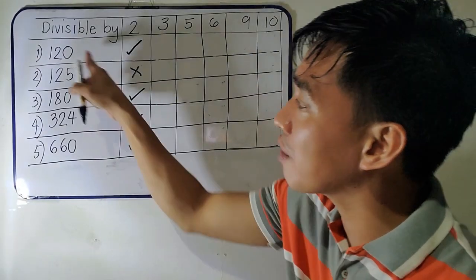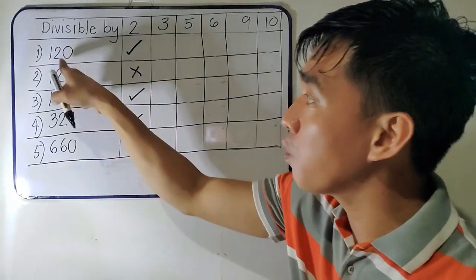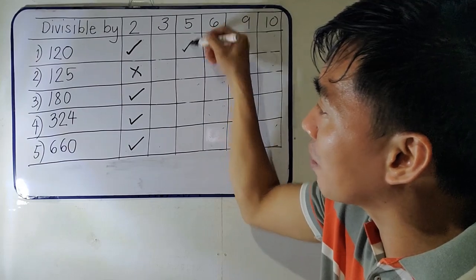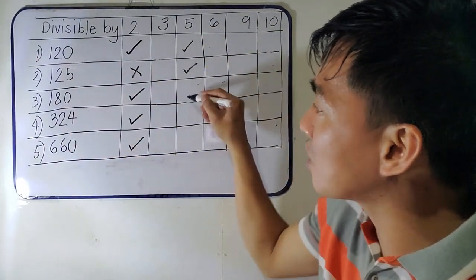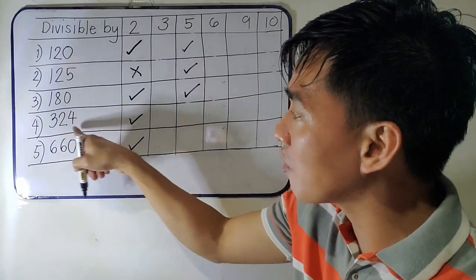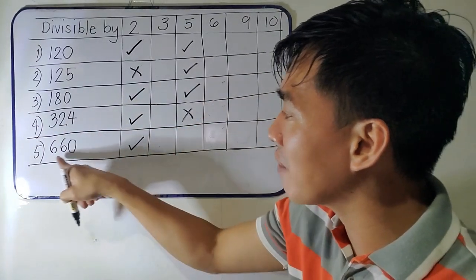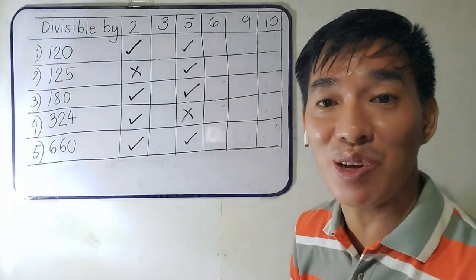Okay, let's try if all these numbers are divisible by 5. 120 ends with 0, divisible by 5. 125 ends with 5, divisible by 5. 180 ends with 0, divisible by 5. 224 is not divisible by 5. And 660, yes, that's divisible by 5.